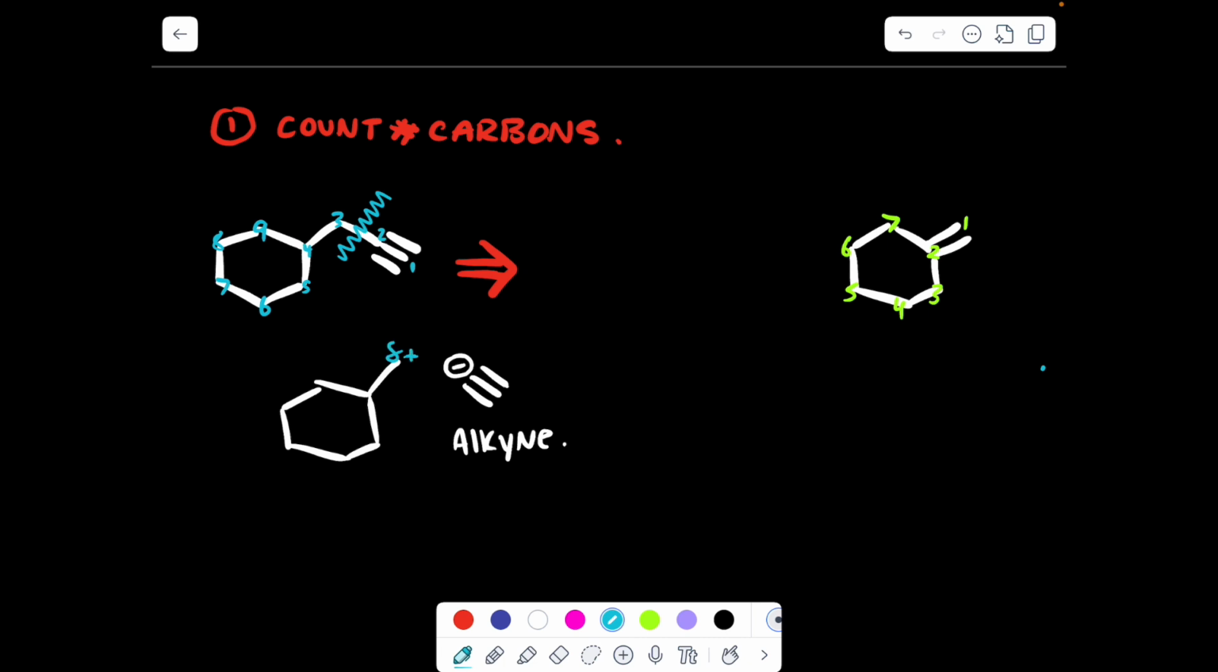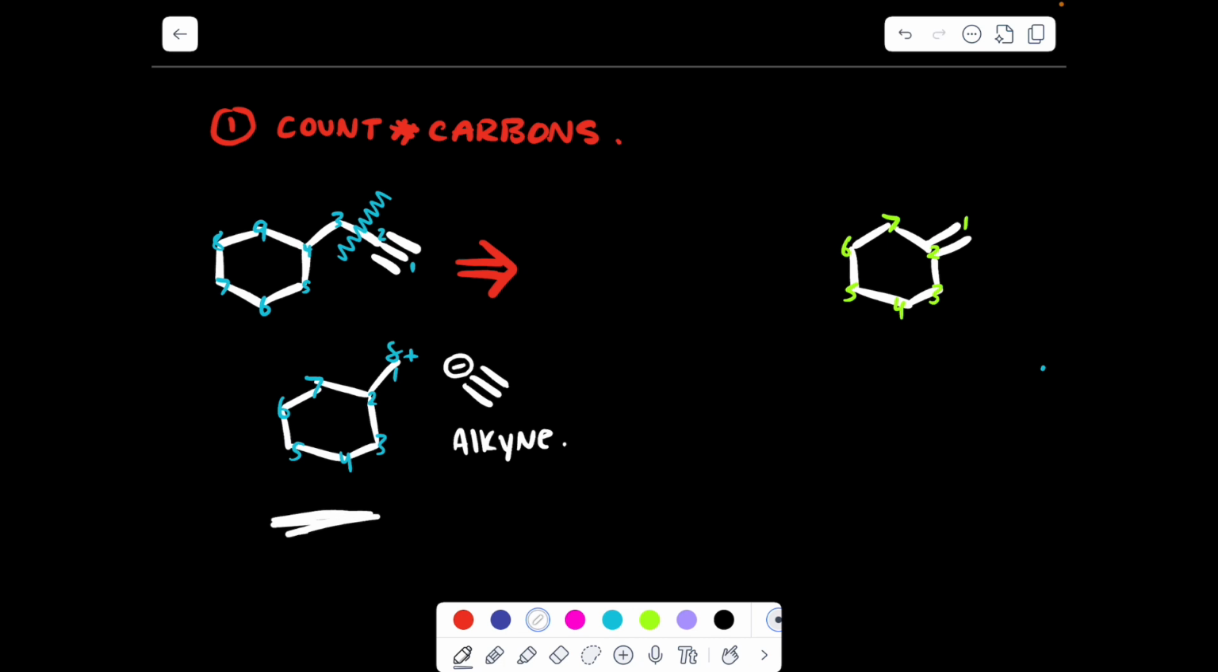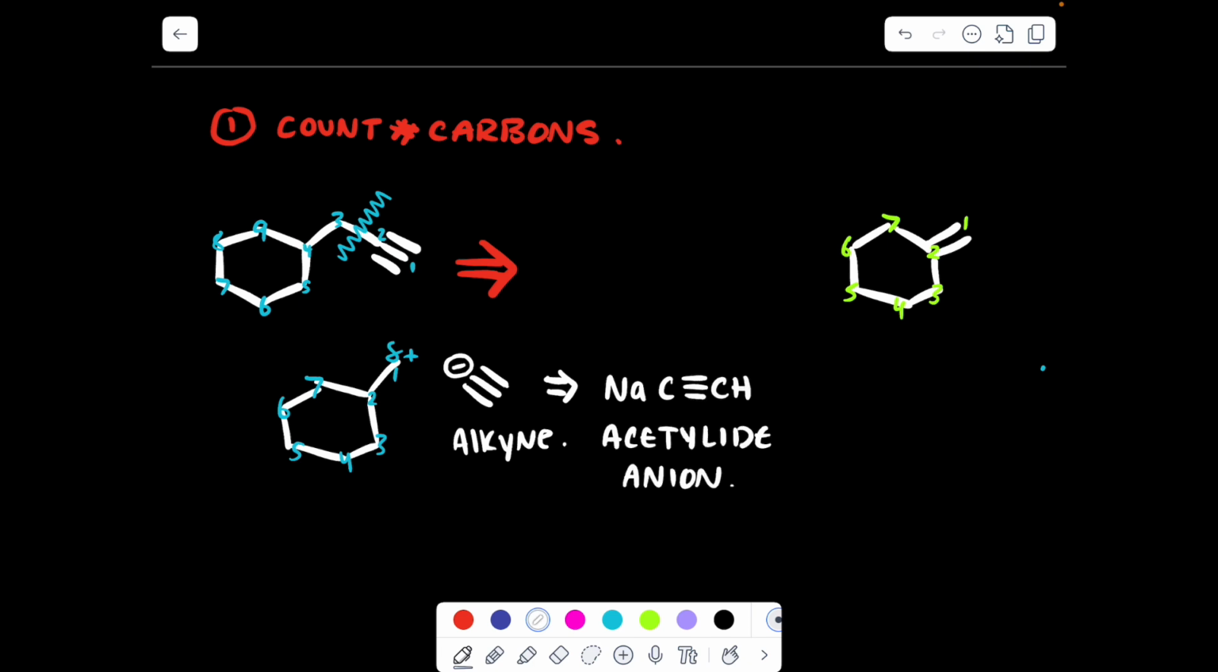Good. And then this has 1, 2, 3, 4, 5, 6, 7 carbons, and our starting material has 7 carbons. Yay, I'm on the right track. So the next question is, you have to deal with your 2 byproducts now. This could have come from an acetylide anion, so Na, and then you have your CH, and we call this an acetylide anion. So now all I have to do is deal with this. Do I need to add any carbons? No, you have 7 carbons, and your starting material also has 7 carbons, so I'm almost done.